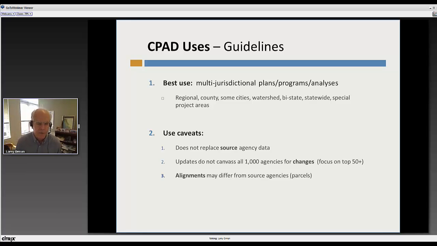It's primarily for multi-jurisdictional planning efforts. Any individual city or even a county might have a really good source of its own data, although it's surprising how many do not. But anytime more than one jurisdiction is involved, CPAD is a terrific resource. We always point out that, of course, we don't replace source agency data. If you want the latest and greatest, you have to look at those, but at least you can find all the source agencies in an area.